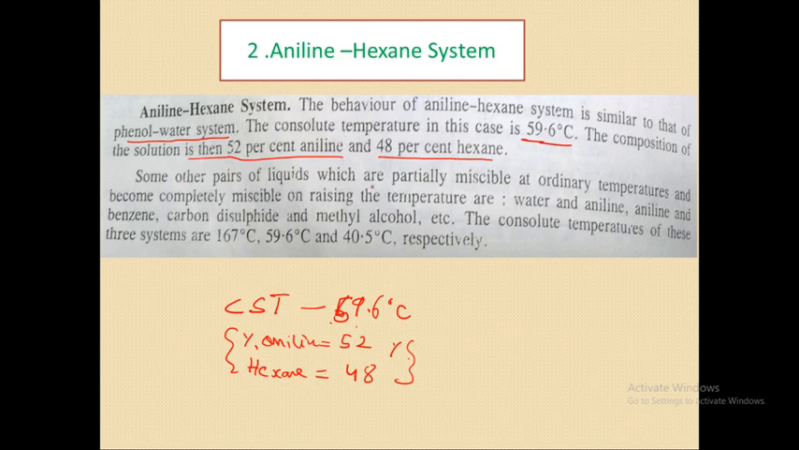Some other pairs of liquids which are partially miscible at ordinary temperature and become completely miscible on raising the temperature are water and aniline, aniline and benzene, carbon disulfide and methyl alcohol, etc. So all these types of liquid pairs have the same properties.